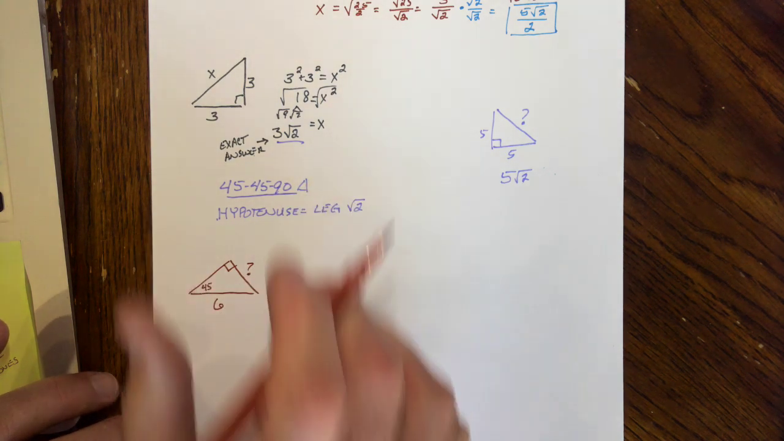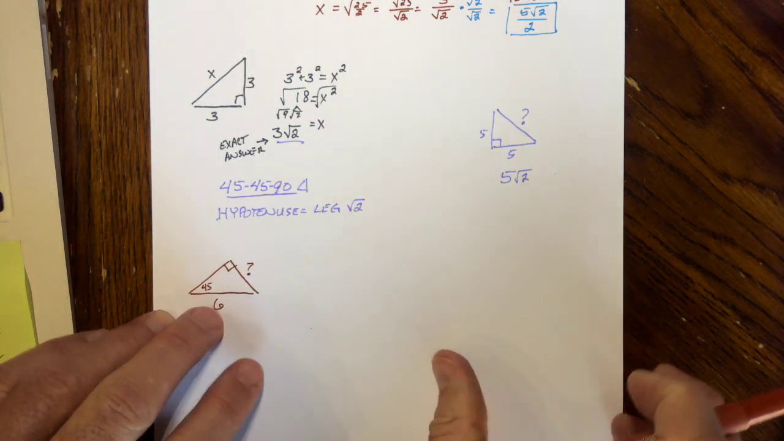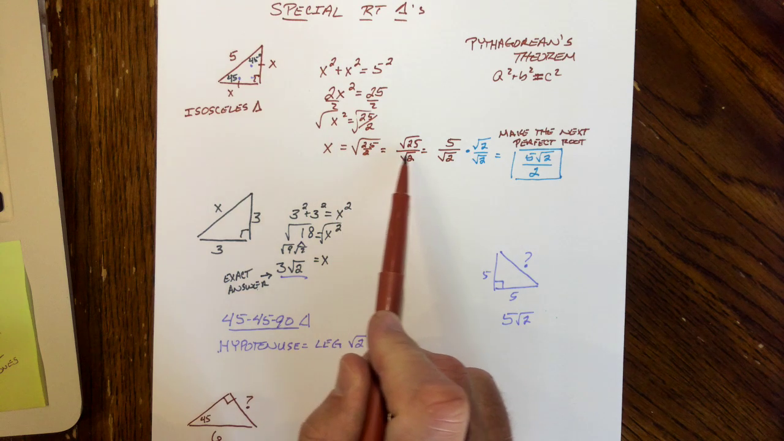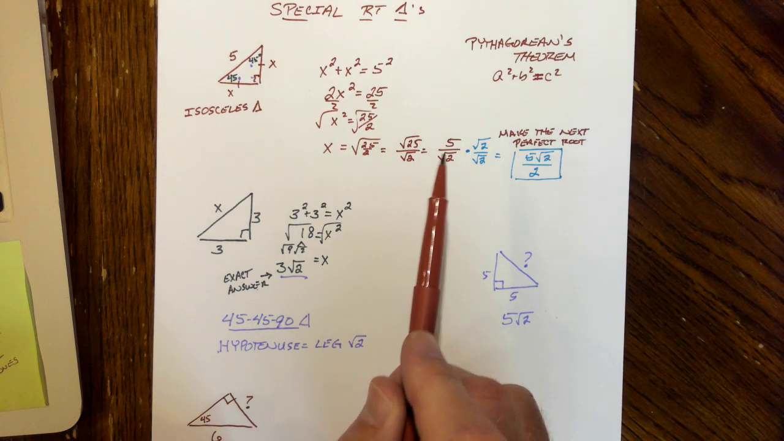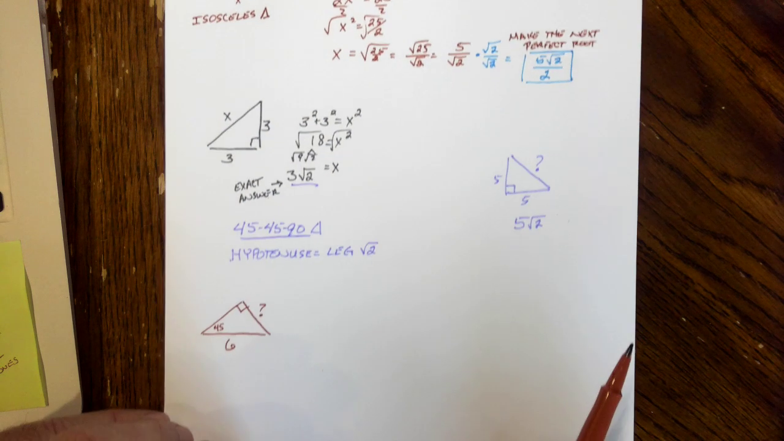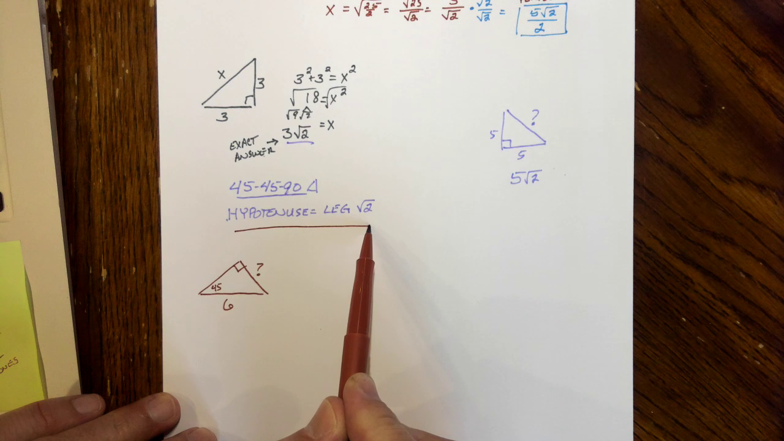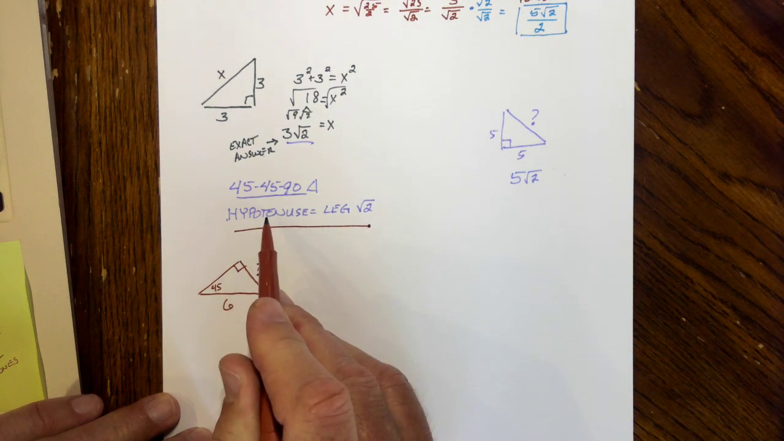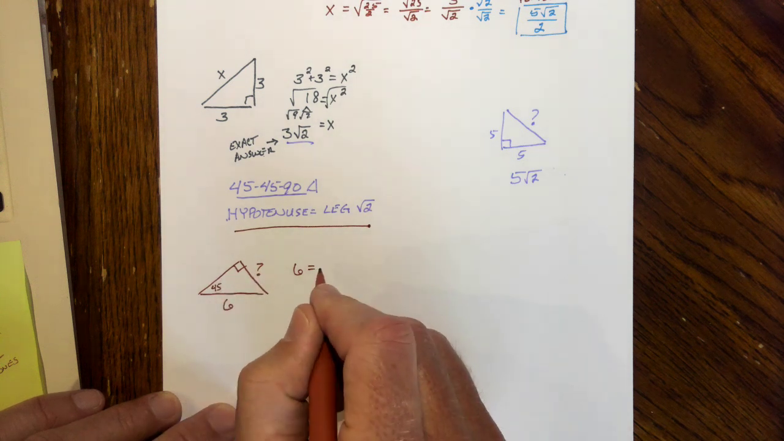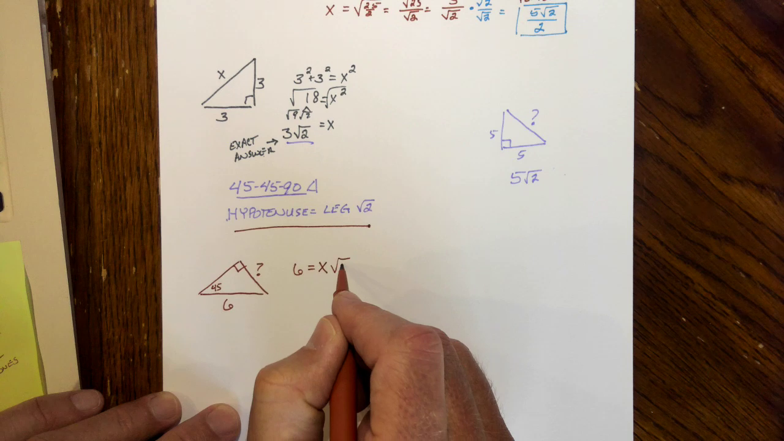Use this to help you out now. You can go x squared plus x squared equals 6 squared and go through and do all these steps. You are more than welcome to do that, and if you're not seeing things, feel free to. Or apply this. Hypotenuse, 6. So plug it in. Do we know the leg? No, so call it x. Times what? Radical 2.